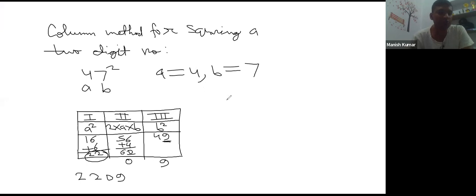Now, second question I am giving you: find the square of 86 by the same column method, okay? Do this by this column method and tell me if you are getting the right result.